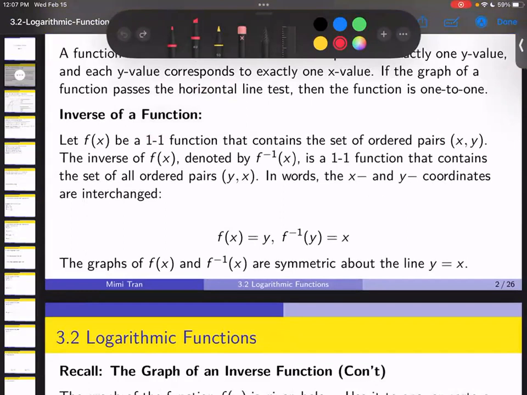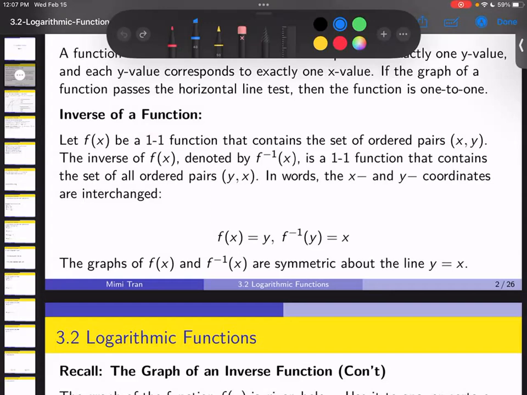A function is a set of ordered pairs (x, y), and the inverse of f of x, denoted f inverse of x, is a one-to-one function that contains the set of all ordered pairs (y, x). You start out with (x, y). If f has the inverse, then its inverse is (y, x), meaning what? They swap domain and range, right? They swap domain and range.